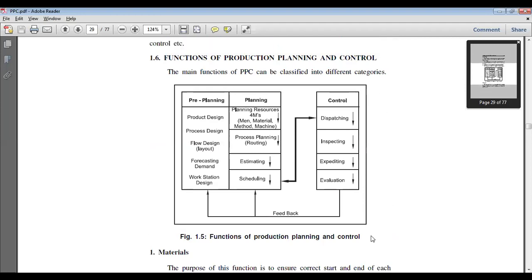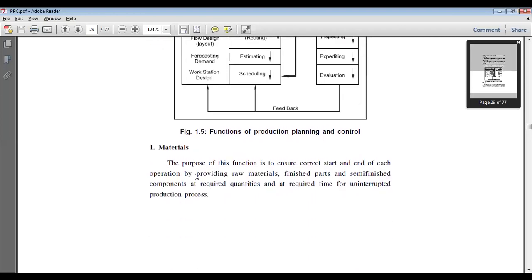These are the functions of production planning and control, and you can see we have constant feedback over all the main functions, or all the main modules, of the PPC. We have three modules, and we have feedback for production pre-planning, planning, and then control. Control keeps a strict vigil on the pre-planning and planning functions or modules. So this way we can define the function of production planning and control.